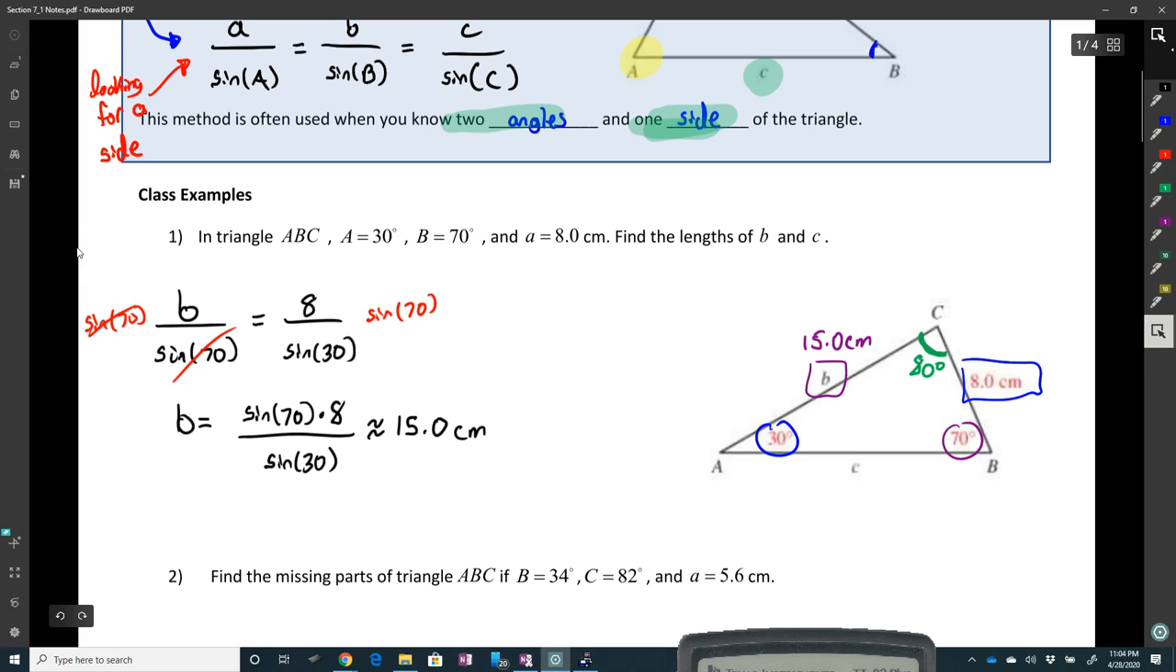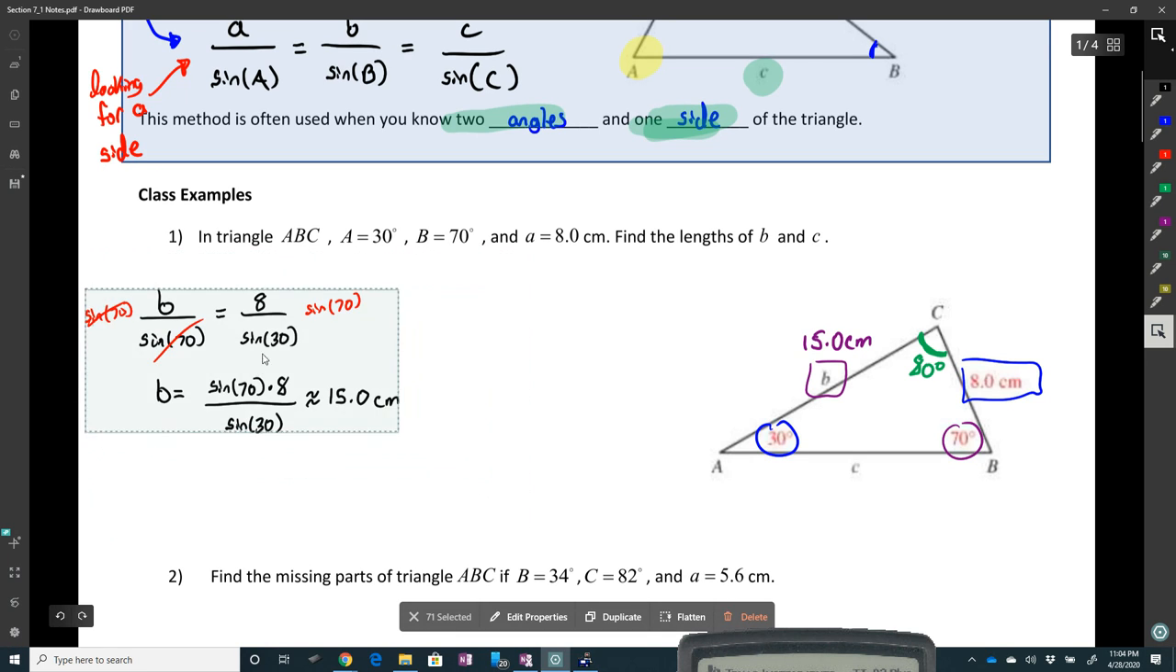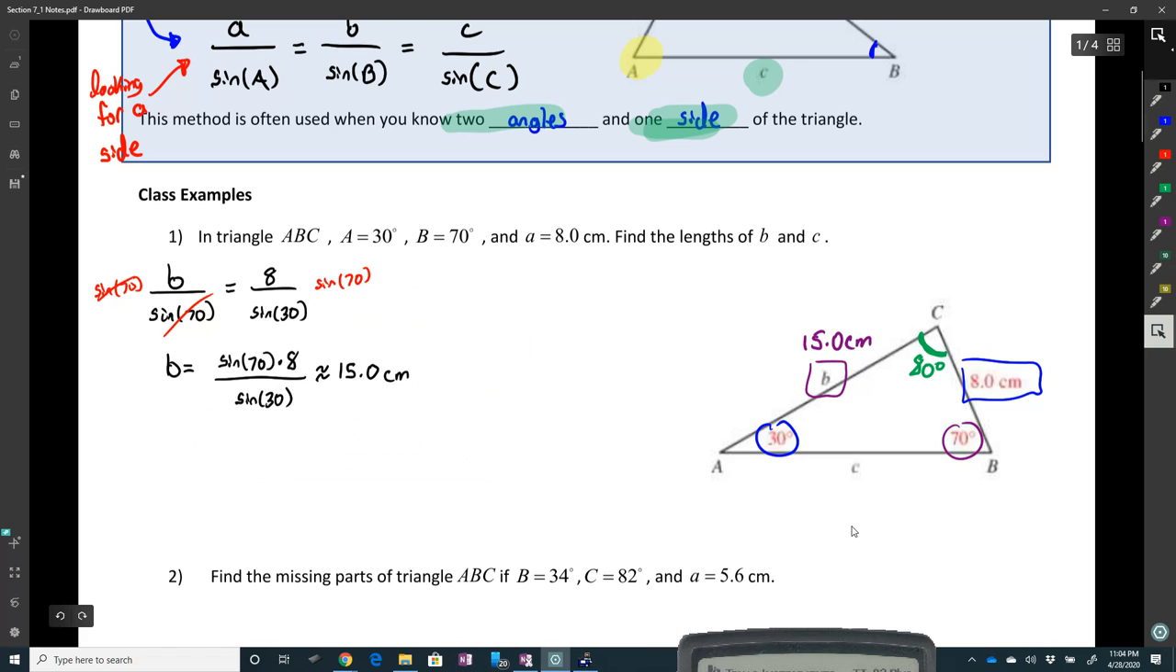Let me do a little shrinky dink. All right. So next we have, there's the severe weather warning.